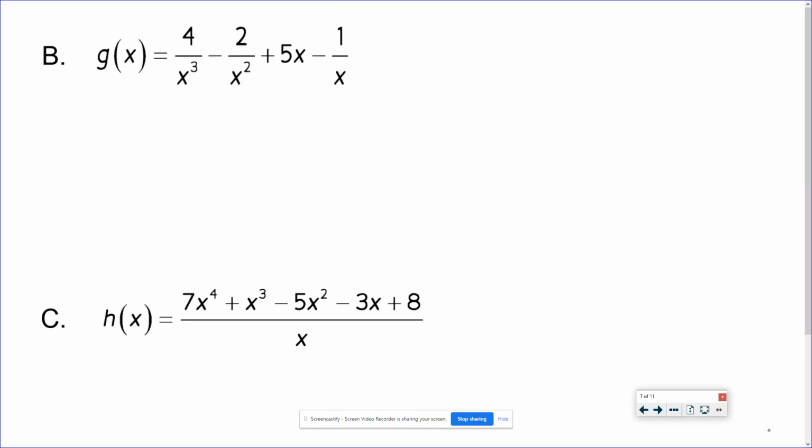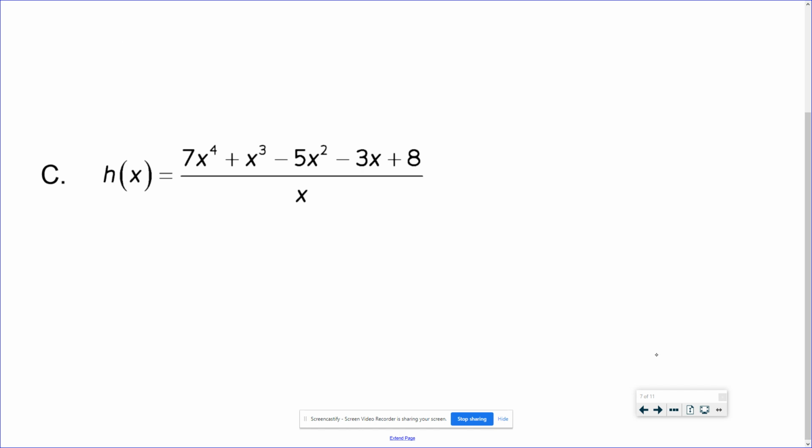Okay, let me go down and do C. So for example C, this is something that's very messy because it's a fraction, and we do not want to deal with this. So what we're going to choose to do is simplify the expression before we take the derivative. So this is not real complicated because there's only one term on the bottom. So you simply need to take each term and divide it by x.